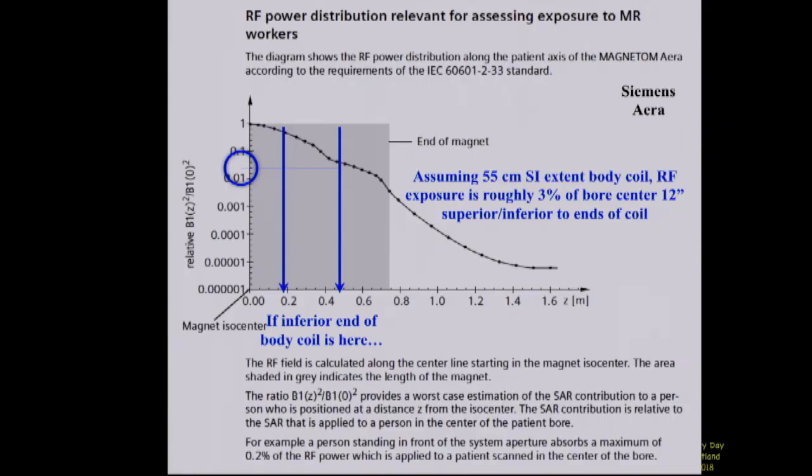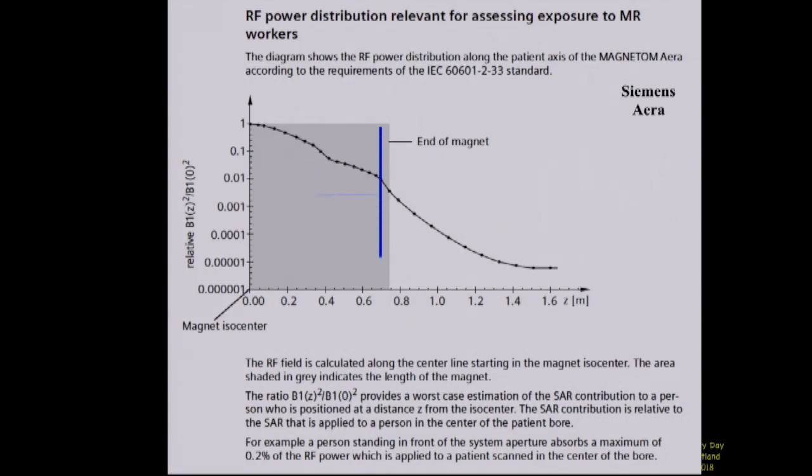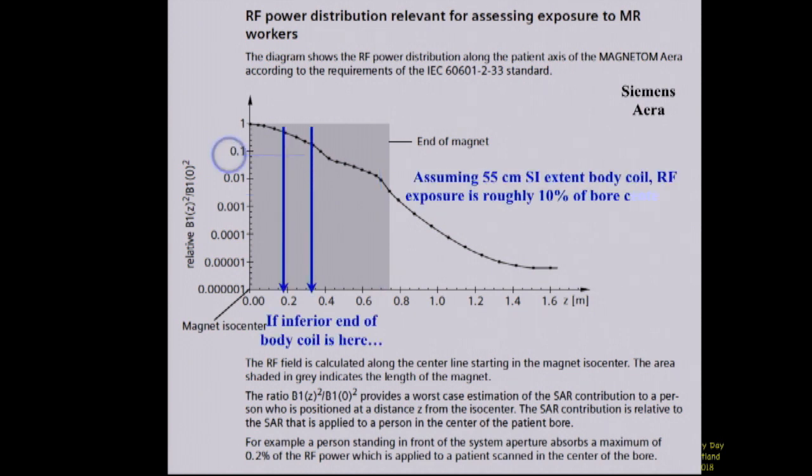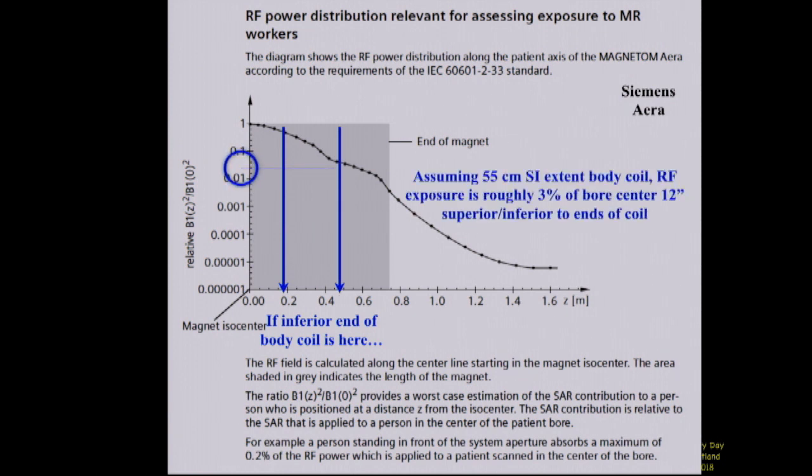If it's going to be down here, it's about 3%, not 10% of the exposure max in the center of that coil. If it's down at the outermost part, sorry, I have to run through the whole thing again. 10% here, 30 centimeters below, it's about 3%, and 45 centimeters below, it's about 1% of what's happening in the center. Does everyone understand that?